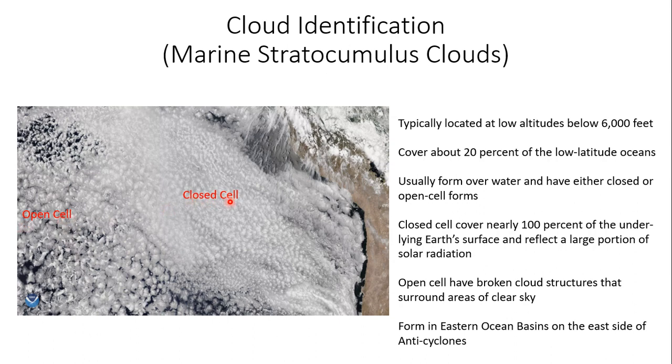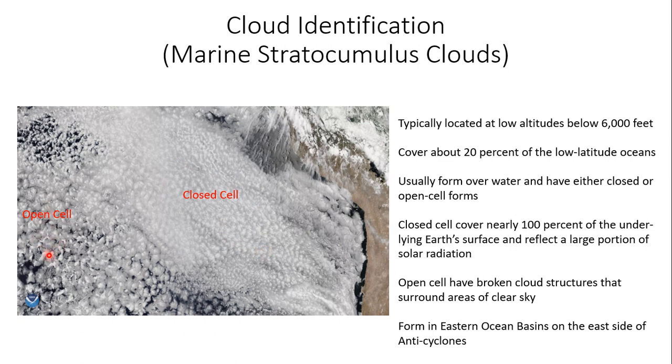And closed cell, by the way, cover nearly 100% of the underlying Earth's surface and reflect a large portion of solar radiation. Now this makes sense, right? With closed cell, with the cloud elements being so closely spaced, where there's hardly any breaks in the cloud for the solar radiation to make it through to the Earth's surface, this makes a lot of sense, actually. Complete sense in that we have closed cell stratocu. They're going to reflect a lot of incoming solar radiation back to space. Not much is going to get through this cloud deck.